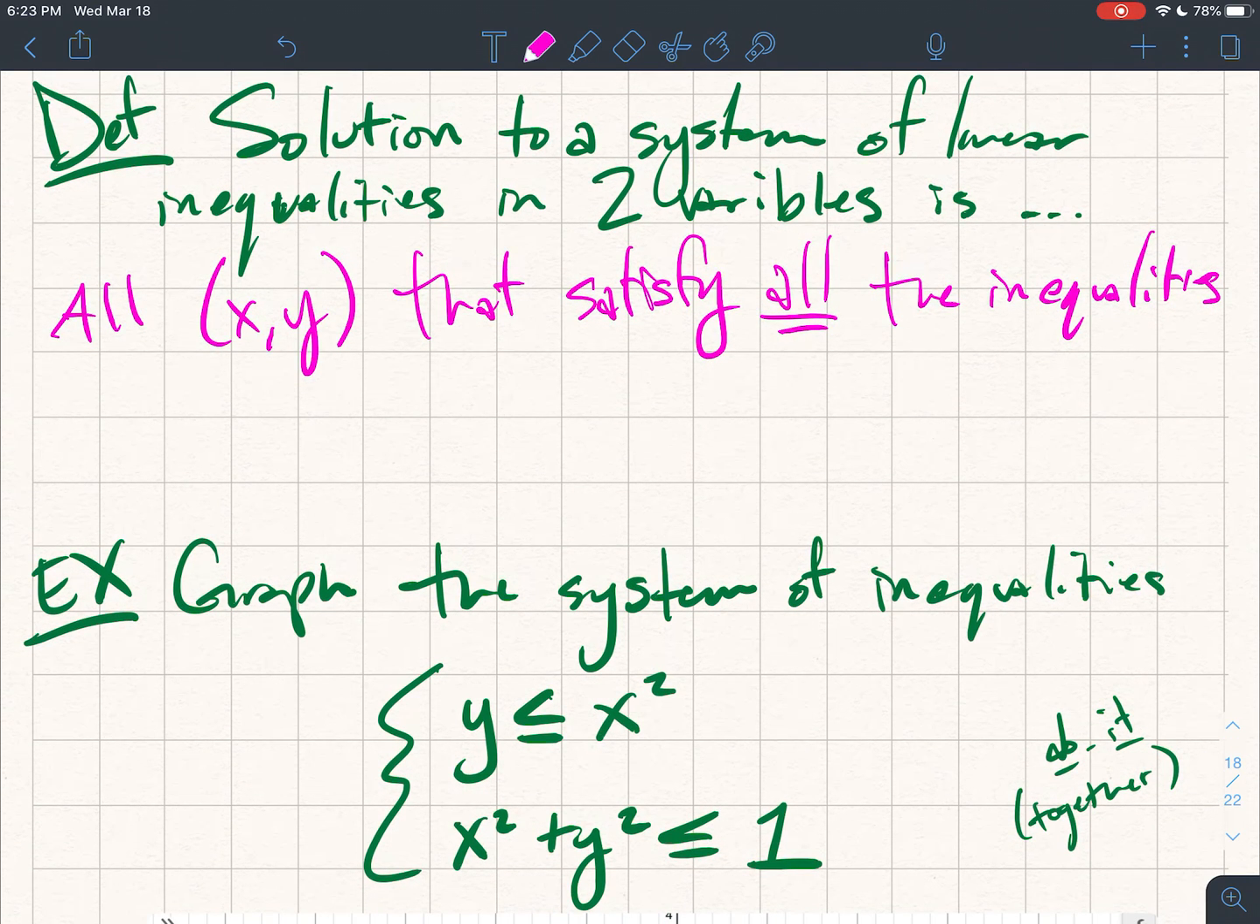So let's try this. Graph this system of inequalities. Y less than or equal to x squared, and x squared plus y squared less than or equal to 1. If you want to give it a shot beforehand, go ahead and pause the video now. Give it a shot.